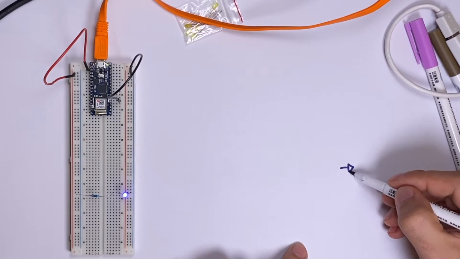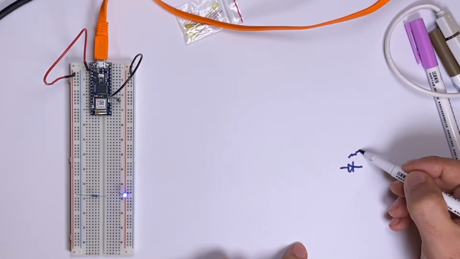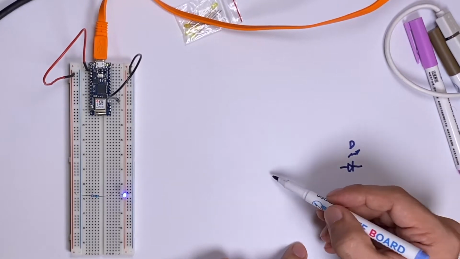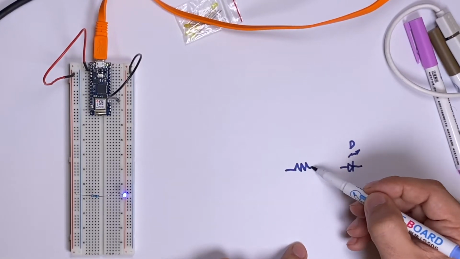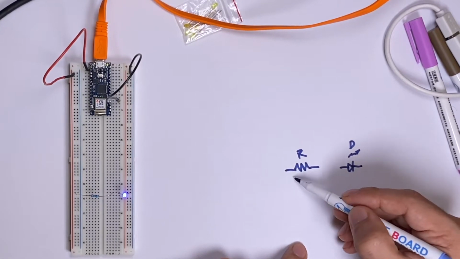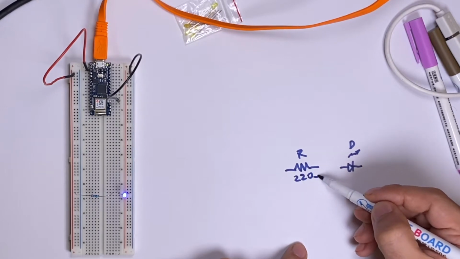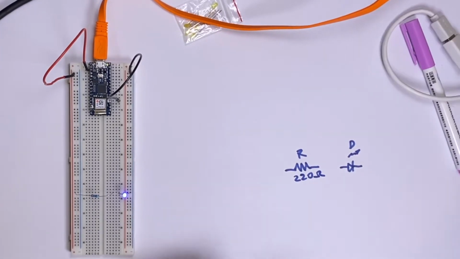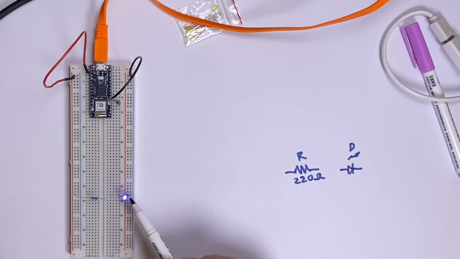So we already know the LED lights up, and we denote it with V, and the resistor opposes the current, and we denote it with R. The value that we used in the past was 220 ohm, and I have it assembled here. So let's look at it.